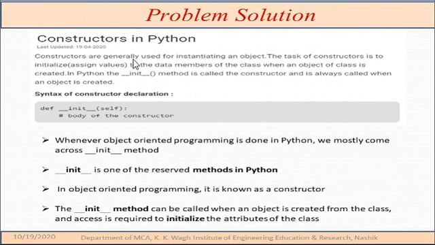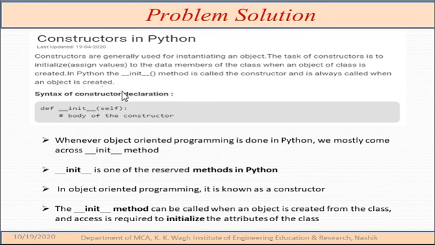For the problem solution, as I said, I have considered the complex number. So how do we implement the constructor in Python? For that, first you should know what a constructor is. A constructor is generally used for instantiating an object. The task of the constructor is to initialize, that is, assign values to the data members of the class when the object of the class is created.